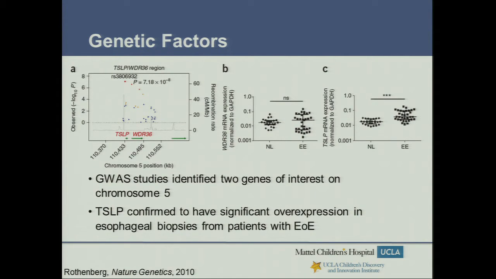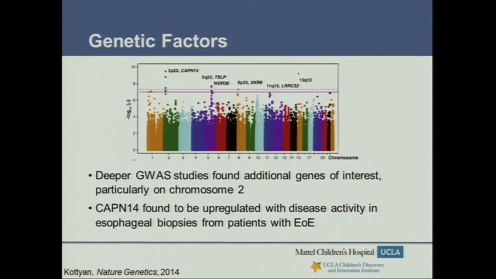This group then went on to confirm their data looking at a larger cohort of patients with additional genome-wide association studies. In this data here, they looked at over 700 patients with EoE and compared them to close to 10,000 healthy controls. And you can see this time around, they identified a greater number of genes of interest on a number of different chromosomes. But the one that was of most interest was this gene here on chromosome 2, this CAPN14 gene, which, again, when they looked at esophageal tissue, it was found to be upregulated with disease activity in biopsies from patients with EoE.